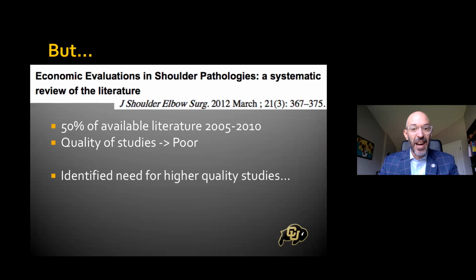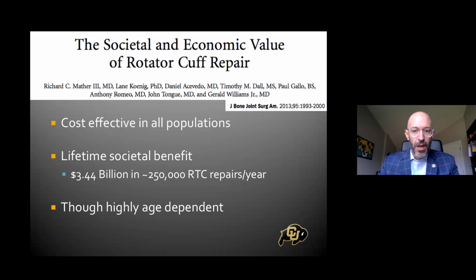The economic value of shoulder pathologies has been studied, and the bottom line here is that we need higher quality studies. At least 50% are poor at best, and we need to do a better job. What about the economic value, again, for society? Cost effective in all populations. The lifetime societal benefit of fixing a rotator cuff is $3.4 billion in about 250,000 cuff repairs per year.